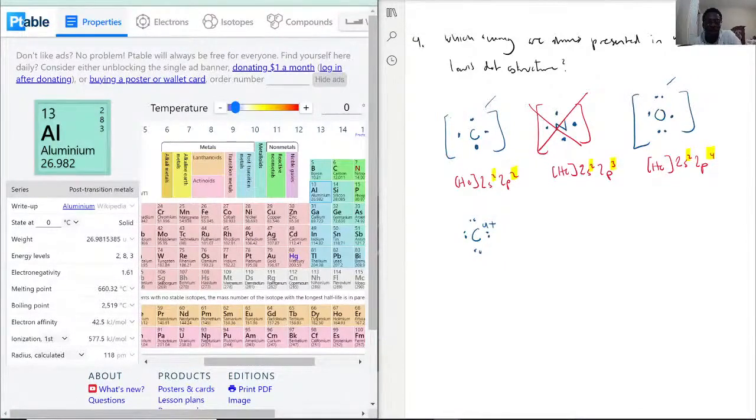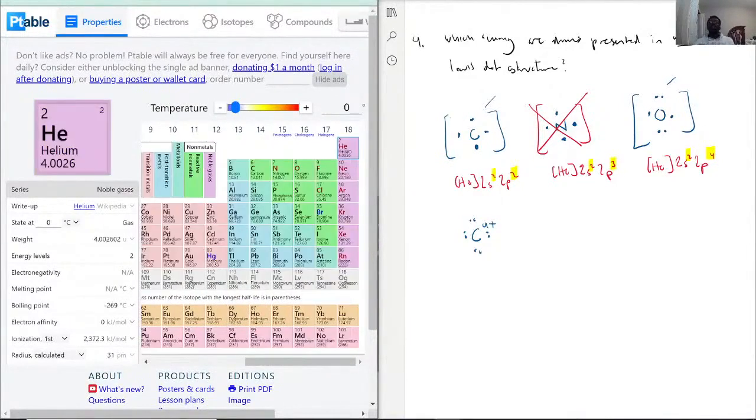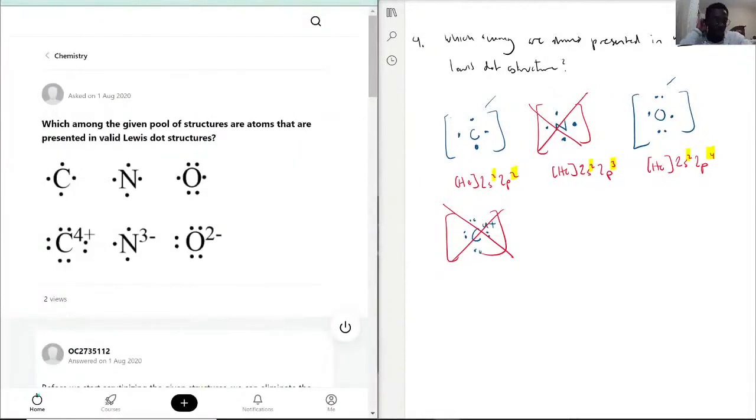We have 1, 2, 3, 4. It's almost treated like a helium atom in terms of electrons, because carbon lost 4 electrons out of the 6 it had. So it would only really be helium, and helium only has 2 electrons instead of 8. So this would not be a valid Lewis dot structure, because that's way too many electrons for something that just lost 4 of them.